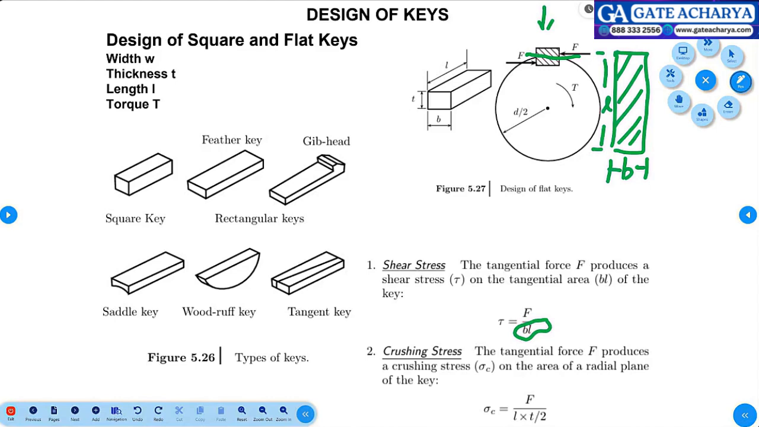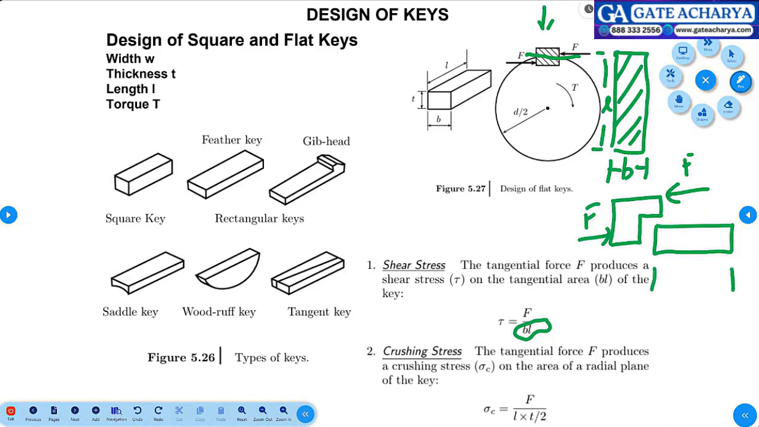Right. So similarly, crushing stress. A key can get crushed like this. After a certain space of time, it will look like this due to F here and due to F here. So if you look at this cross section, it will be like this. What will this be? Somebody say.